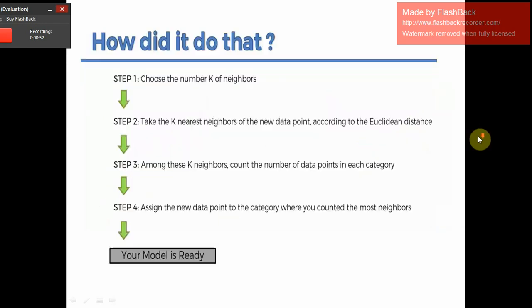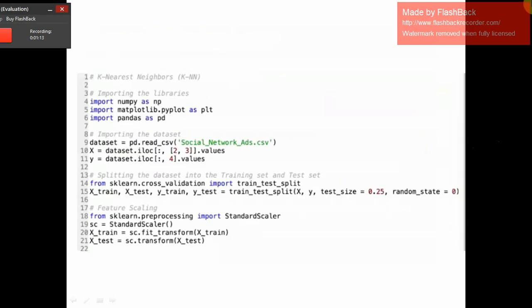We also understood how the model should be selected: choose a number of k neighbors and take the k nearest neighbors of the data points according to the Euclidean distance. Among the neighbors, count the number of data points in each category and assign the new point to the category where you counted the most neighbors. Then the model would be ready.